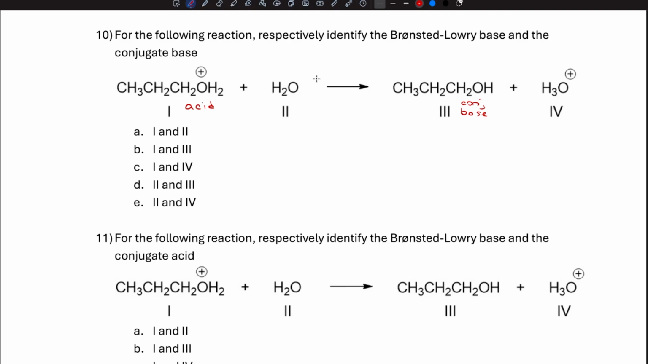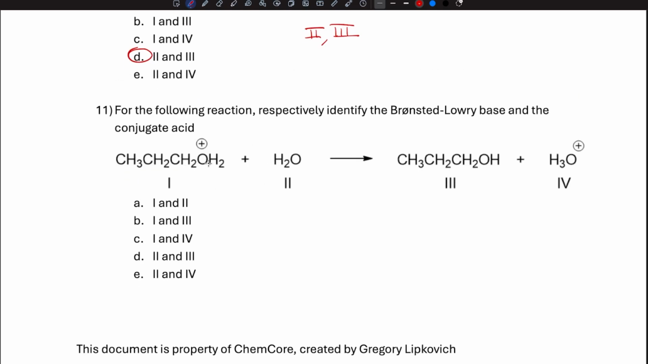But just to make sense of it, if we go from number 2 to number 4, we somehow gain the proton. And according to the Bronsted-Lowry rules, we know that this must be the base, and structure 4 must be the conjugate acid. Meaning that our Bronsted-Lowry base should be structure 2, and the conjugate base should be structure 3. And so our answer must be D.